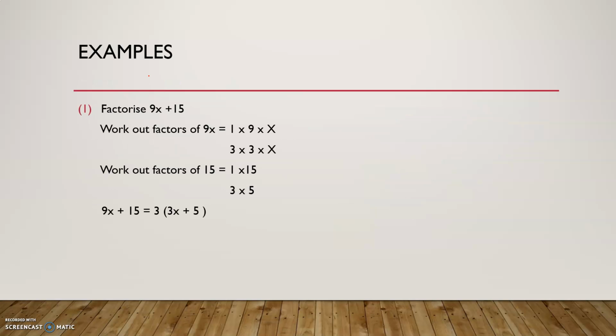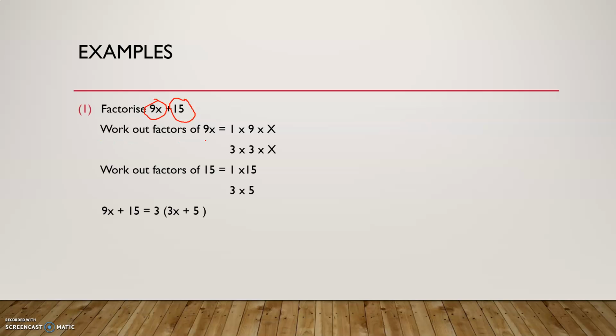So we'll do some examples. Example number 1, it says factorize 9x plus 15. What we have to do is factorize each term. So we go 9x, we need to look for factors of 9x. Also we need to look for factors of 15.